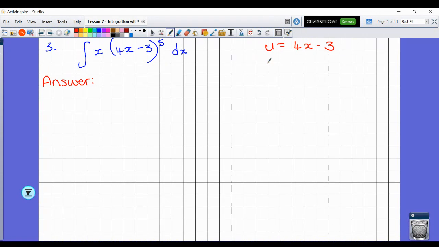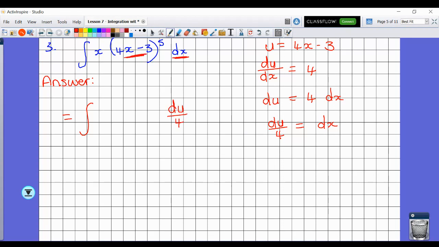I'm just going to go through it very quickly here. So du by dx equals 4. du equals 4 dx. du over 4 equals dx. Okay, so I'm going to change dx for du over 4.